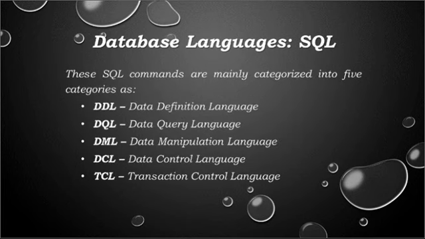SQL commands are mainly categorized into five categories. First one is DDL, that is data definition language. Second one is DQL, that is data query language. Third is DML, that is data manipulation language. Fourth one is DCL, that is data control language, and last one is TCL, that is transaction control language. Fine. First, we will discuss DDL.